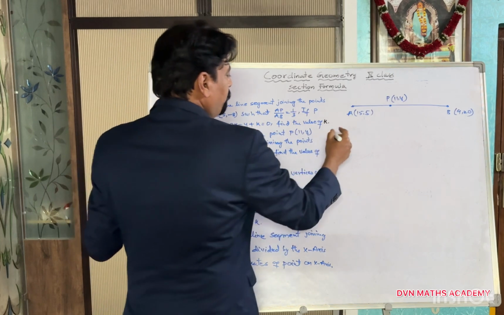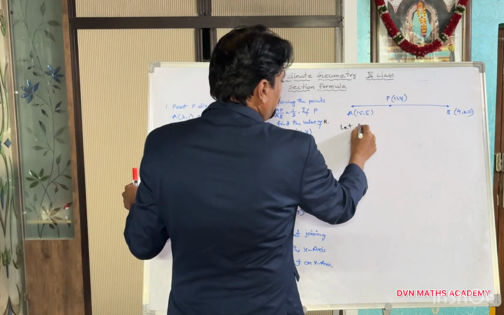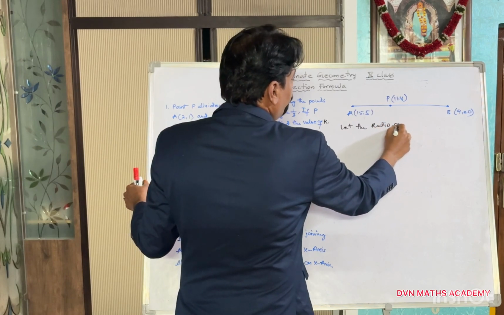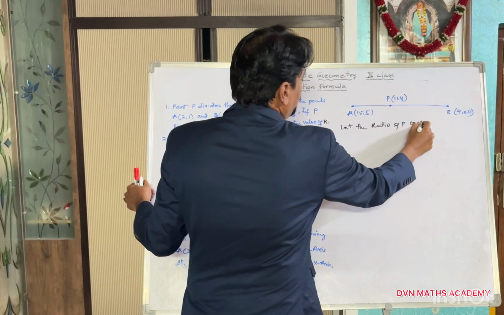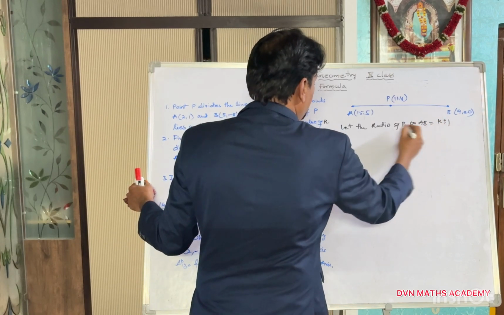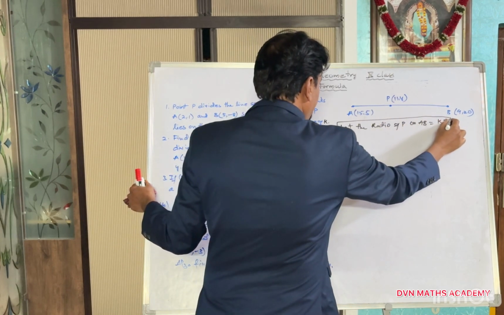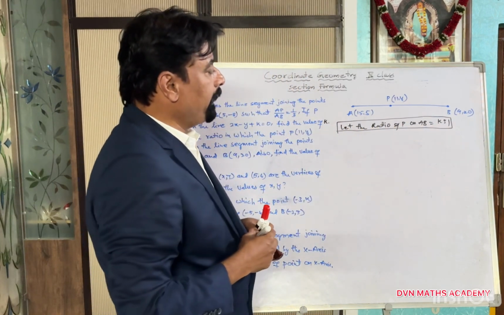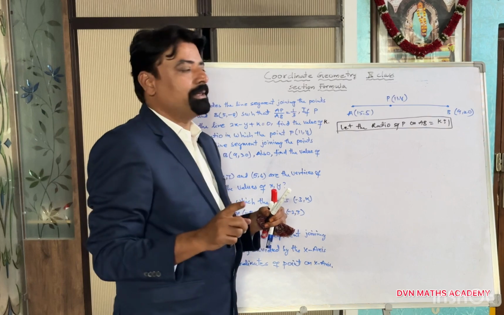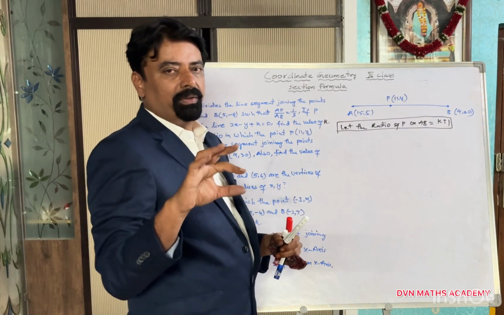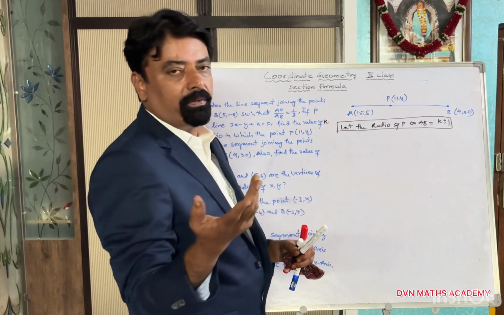Let the ratio of P on AB be K:1. This is a very interesting thing. You should not take M:N. If you want to find the ratio of any point on a line segment, you should not take M:N. You want to take K:1. Why? Because every ratio we can convert into the form K:1.